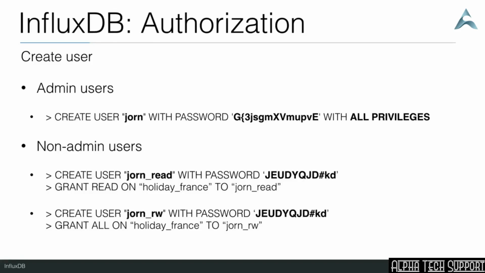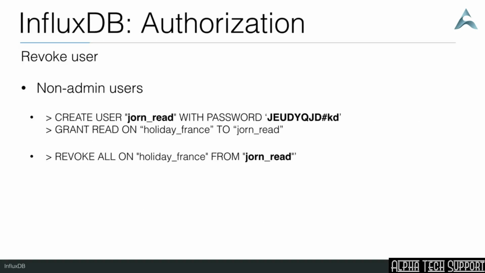So you do create user Jorn_read with a password. Then you do grant read on holiday France to the person you want to grant the read access to. And boom, Jorn read only has read access on holiday France. You can do the same thing with, let's say, write, or if you want to give Jorn read and write access, then it's simple to do a grant all on holiday_France to Jorn_RW.